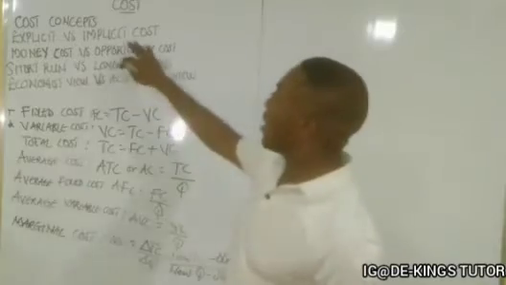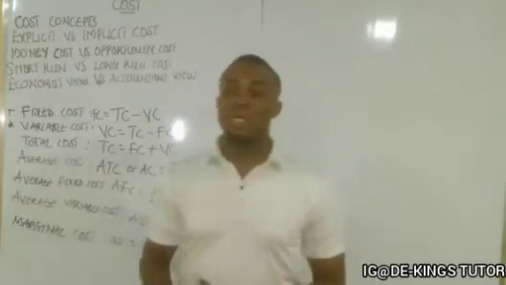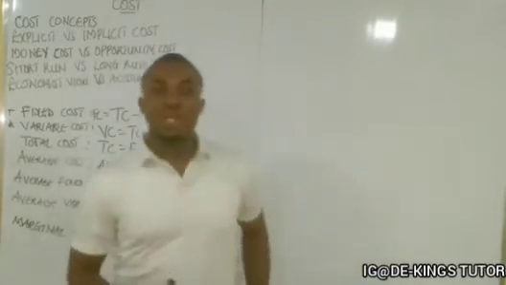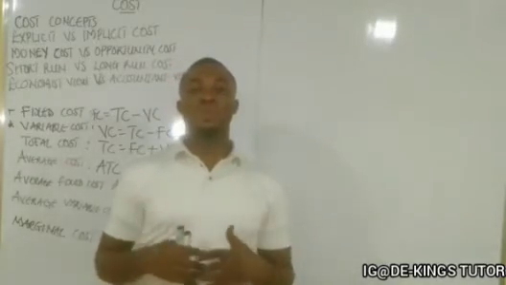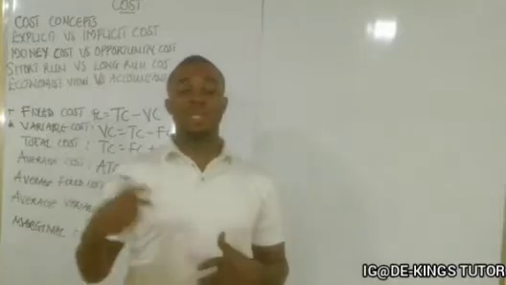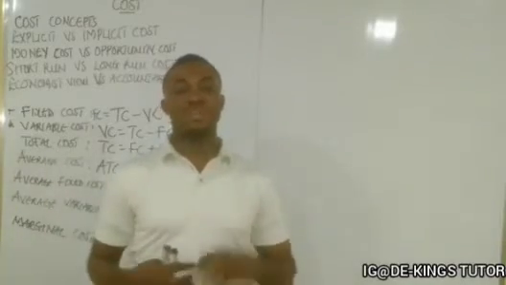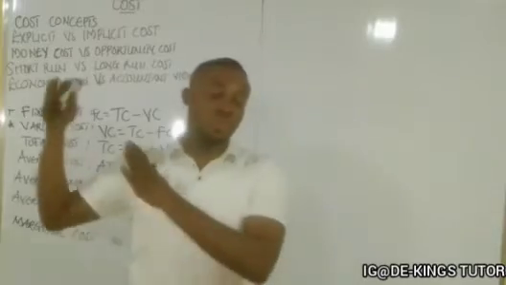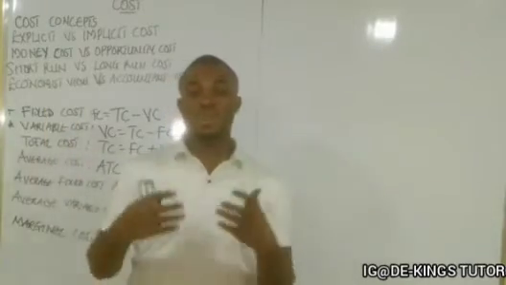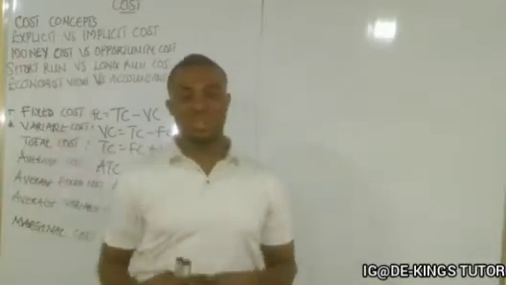Now let's go to the explicit versus implicit cost. These are different aspects of cost. Now what are explicit costs? These are costs that are incurred directly to get items that are used towards production. For instance, the cost incurred in getting materials that can be used towards production is called explicit. They are external to the organization.